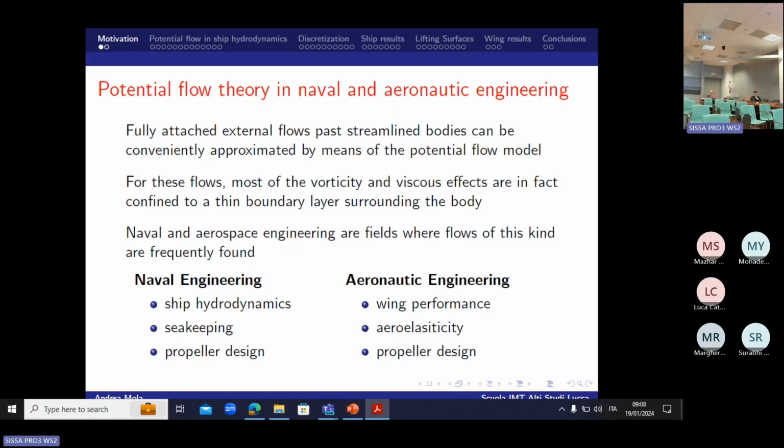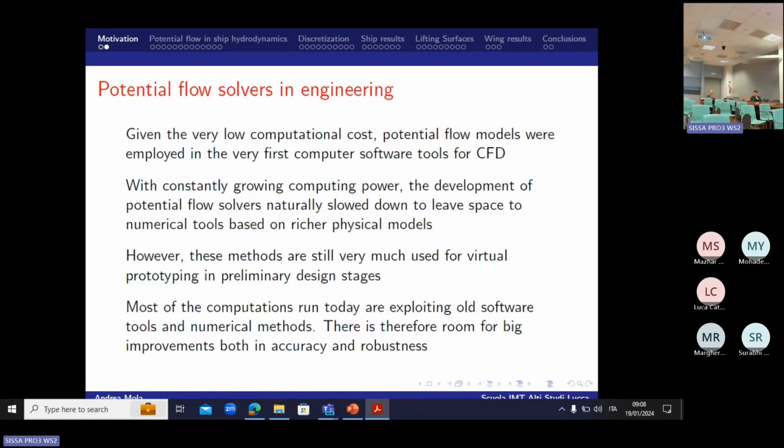Sometimes you have to represent it in some way. So in naval engineering, problems like ship hydrodynamics, so the computation of resistance of a ship sailing in water, seakeeping, which is how the ship responds to incoming waves, and propeller design are problems that you can tackle with potential flow methods. And in aeronautic engineering, wing performance, aeroelasticity, which is fluid-structure interaction with air, and propeller design again, because they both have propellers, are problems that you tackle with these models.